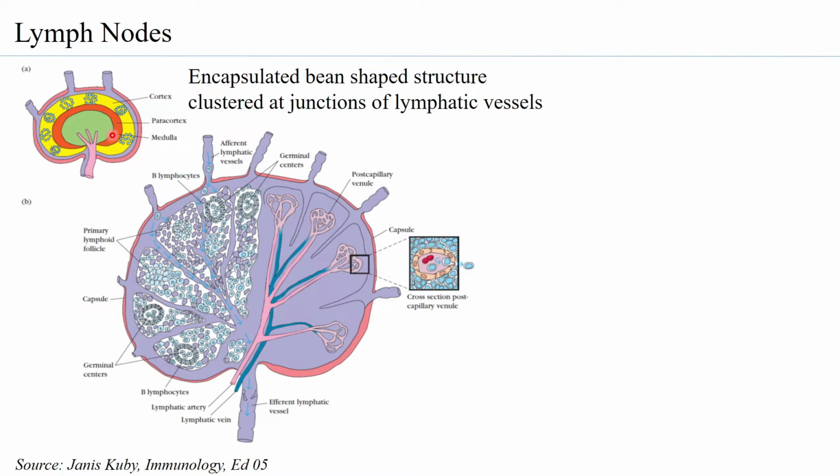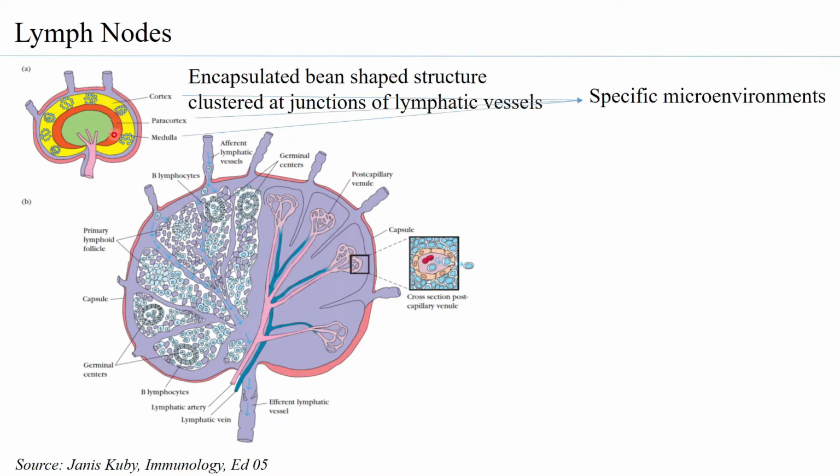Like mentioned earlier, they are present at junctions between several lymphatic vessels, and you will find that many afferent lymphatic vessels enter the lymph node, so they pour all the lymph into the lymph node, and the lymph moves from one region to the other in the lymph node. Now, the lymph node is generally subdivided into the cortex, paracortex, and the medulla. The yellow is what is called the cortex, the orange part is the paracortex, and the green part is the medulla.